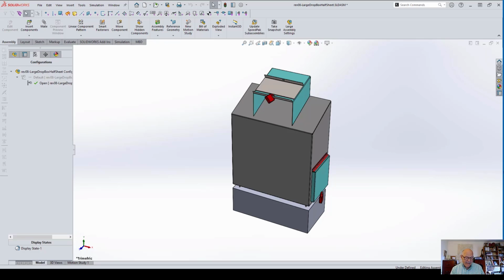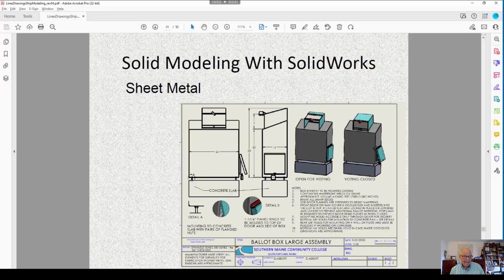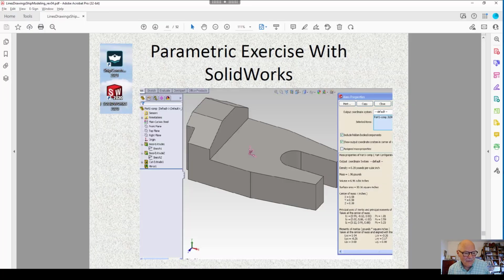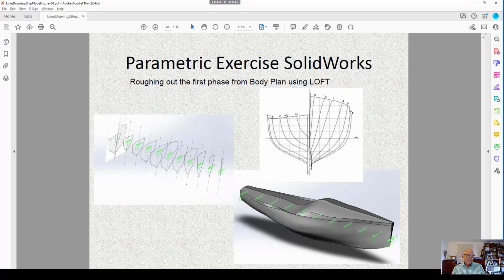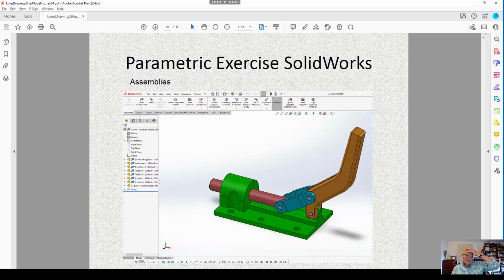Now let's go back and take a look at the PowerPoint. And that is it, really. We don't have enough time because it's only half a day. I was planning on having to do a part like this from actual dimensions, and that was up here. Now I am going to ask you to try to put something together as an assembly.